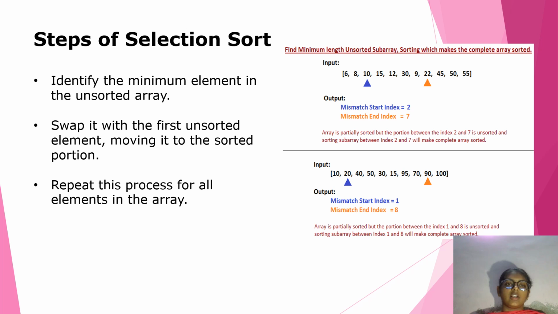Steps of selection sort. Identify the minimum element in the unsorted array. Swap it with the first unsorted element, moving it to the sorted position. Repeat this process for all elements in the array.